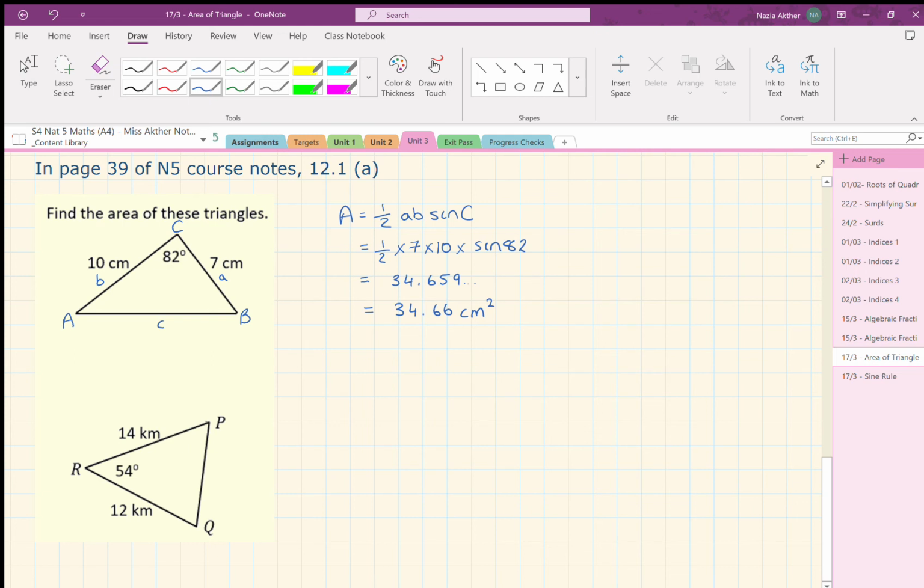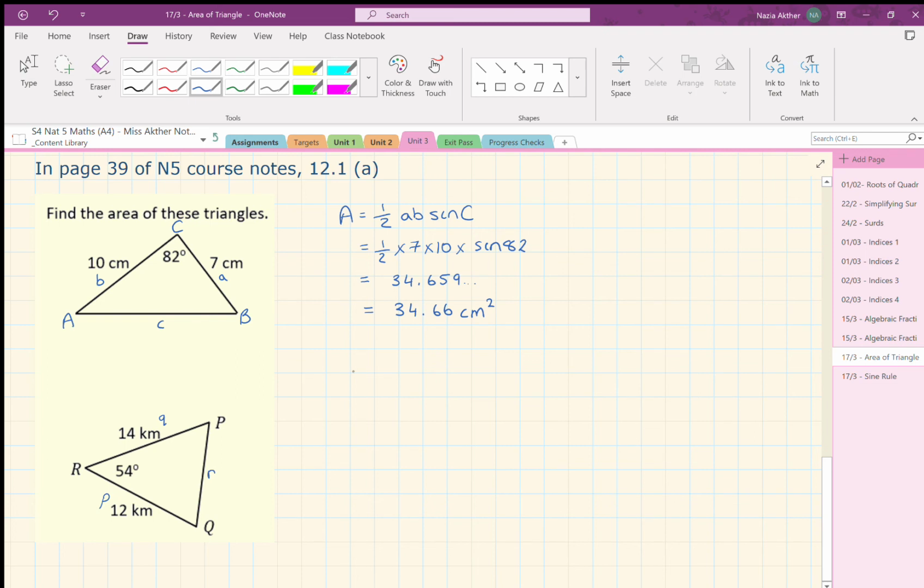So again, this side here, that's 12 kilometers. We are going to label this side with the letter p because it's opposite the angle P. Same with this side here, that's 14 kilometers. We're going to label this as q because it's opposite the angle Q. And then finally, this side here, that's going to be r.